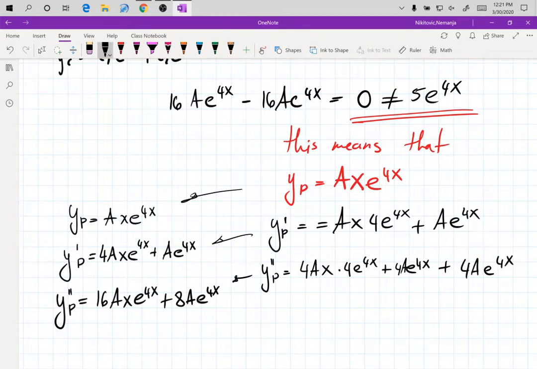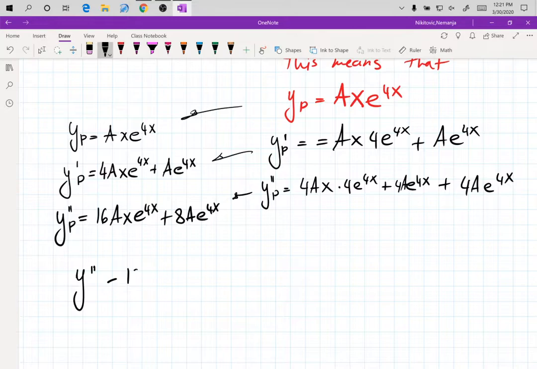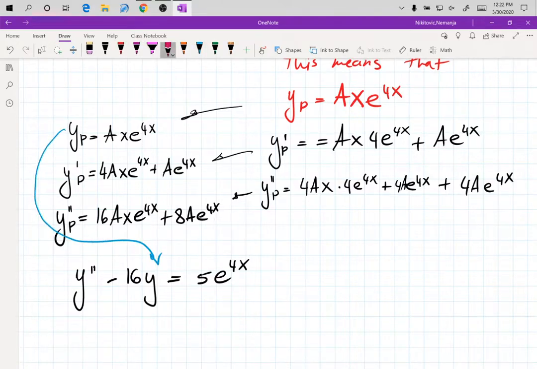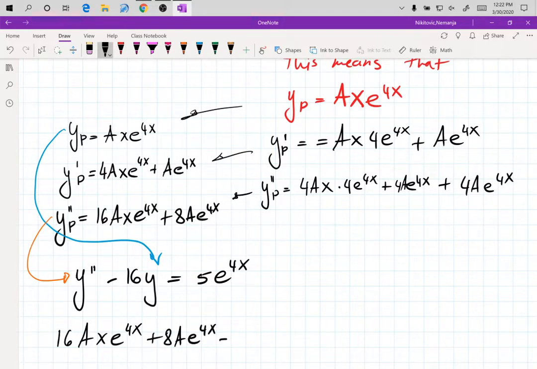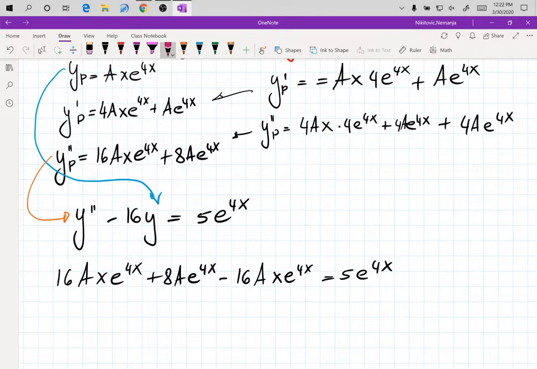And now our differential equation was y double prime minus 16y equals 5e to the 4x. This one goes in there, and this one goes in here. So 16Ax e to the 4x plus 8A e to the 4x minus 16Ax e to the 4x is equal to 5e to the 4x. Yay, there we go. So these guys now cancel because they are the same term. And from here you have that 8A is equal to 5, A equals 5/8.